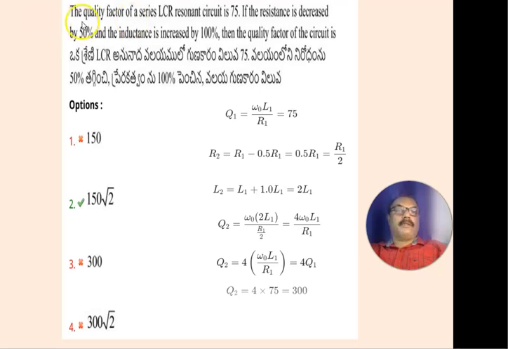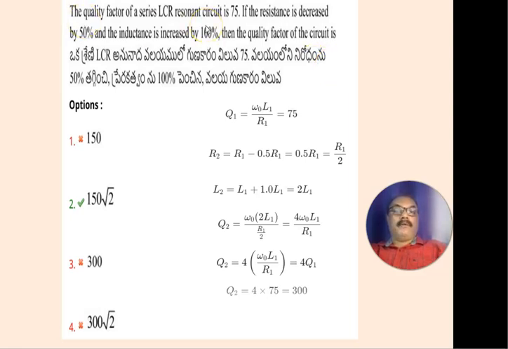Let's start another question. The quality factor of an LCR resonance circuit is 75. Quality factor means the sharpness factor in resonance. When resonance takes place, the current will become peak. The quality factor depends upon the values of L, C and R. If the resistance is decreased by 50% and inductance is increased by 100%, then what is the quality factor of the circuit? The same thing is given in Telugu also.